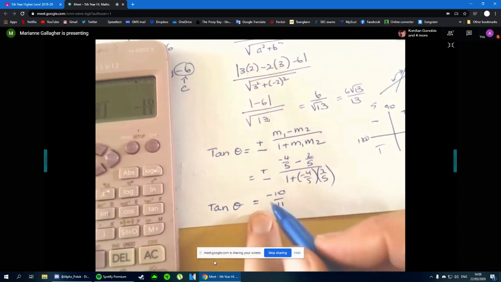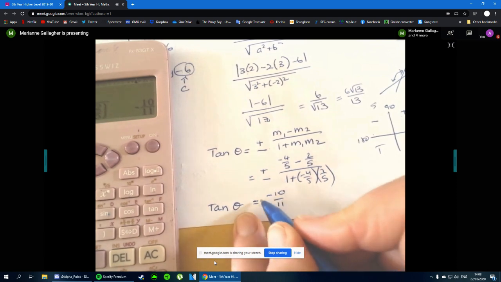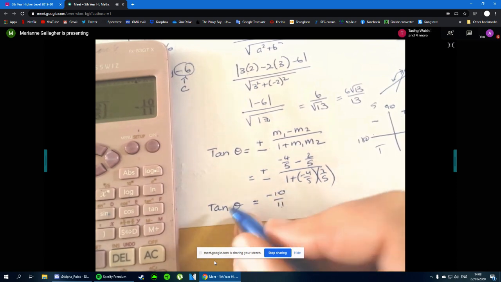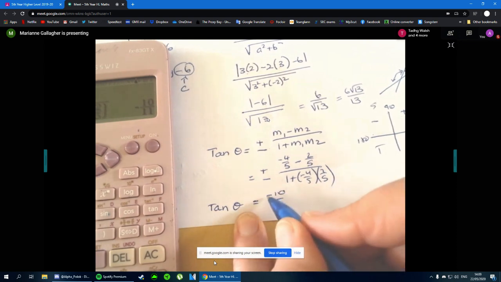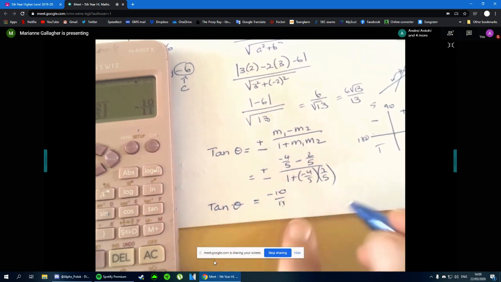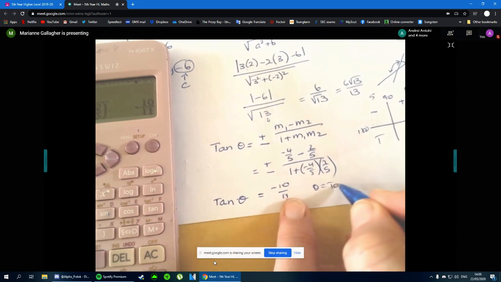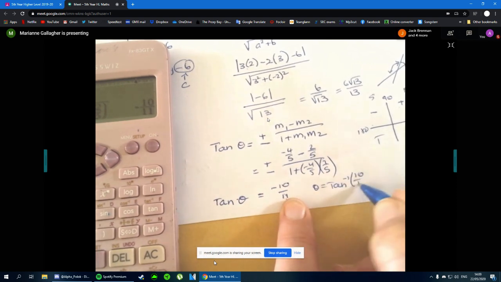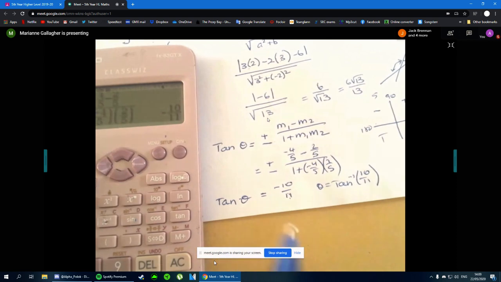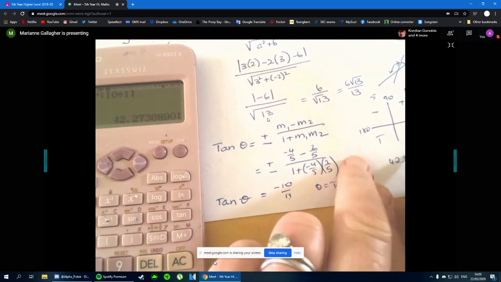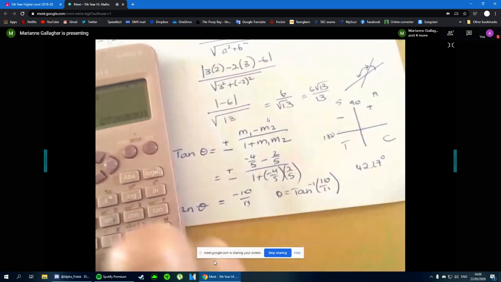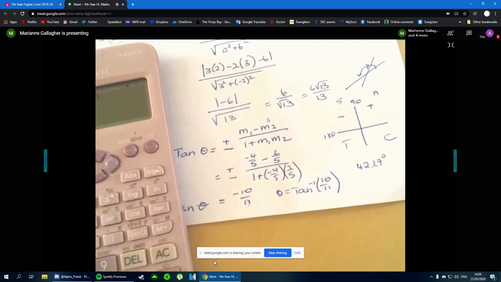Because if you're asked for the acute angle, then you just say it's going to be 10 over 11. If you're asked for the obtuse angle, you do minus 10 over 11. And I'll show you, we'll get the same answer. So if tan theta is this, then theta is the inverse tan of 10 over 11. So if I do inverse tan of 10 over 11, I get 42.27 degrees.